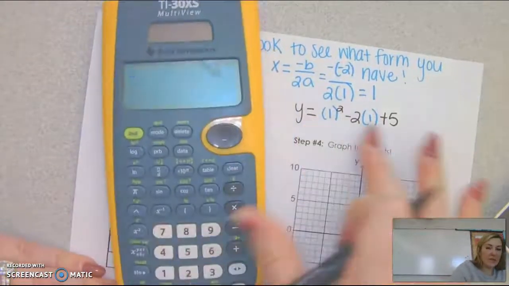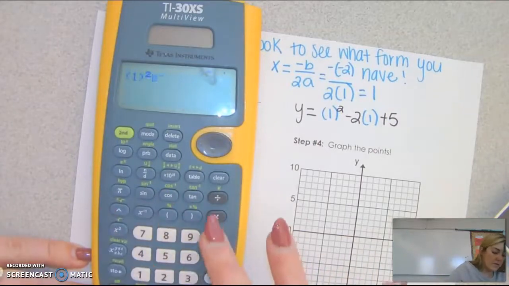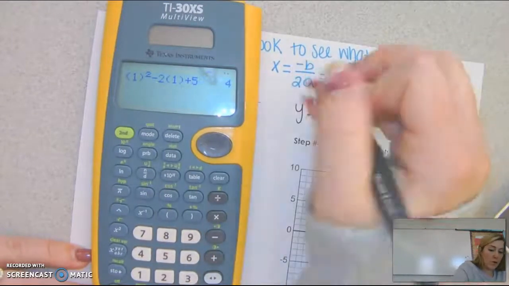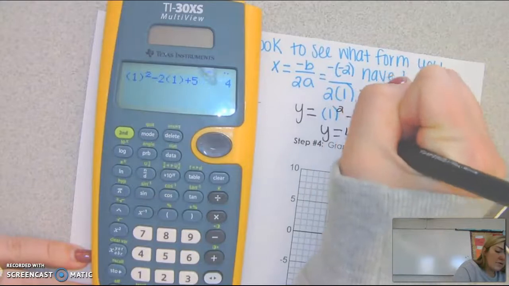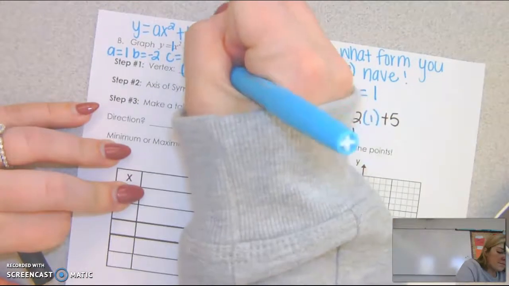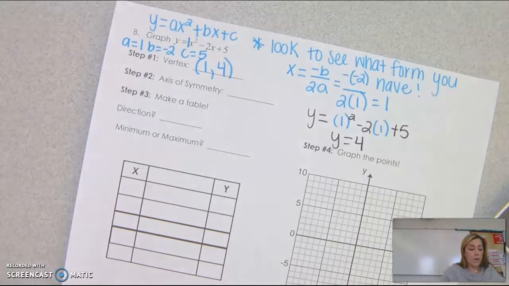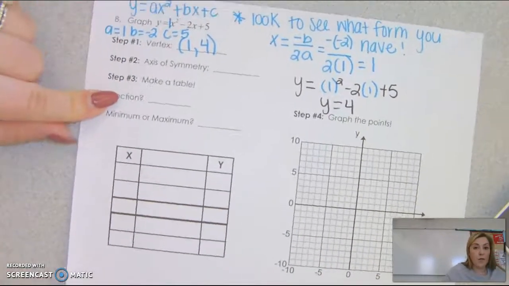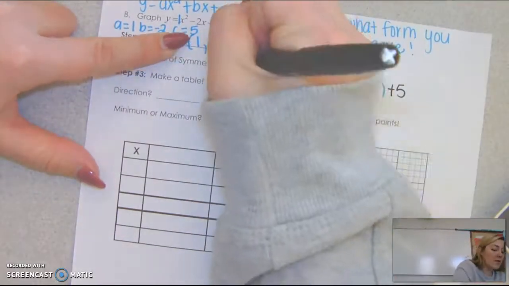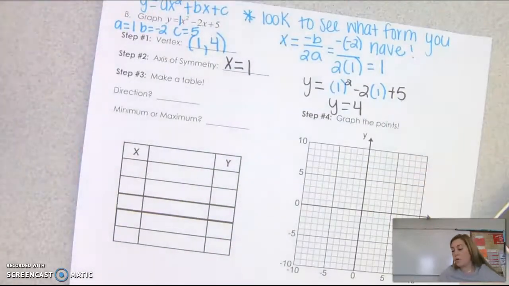Now I'm going to plug this into my calculator to find my y value. So I have 1 squared minus 2 times 1 plus 5. I get 4. So my y equals 4. My vertex is 1, 4. Now that was my hardest part. The rest of these are easy to figure out. So my axis of symmetry is always the x value of my vertex. It starts with x equals, and then I use my x value. So x equals 1.